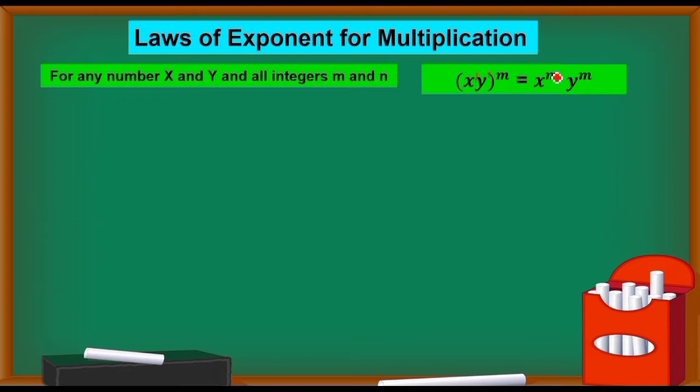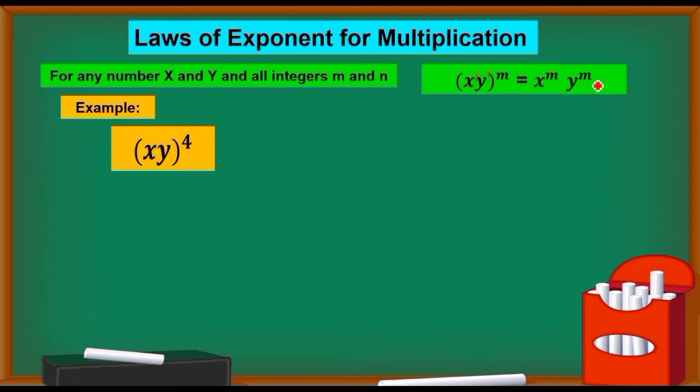Kaya naging x raised to m times y raised to m. So, for example, x, y, quantity raised to 4. So, tandaan, kapag wala tayong nakikitang exponent, ay meron po siyang 1 sa taas niya. Ngayon, gagawin lang po natin ay i-distribute o ipapamigay natin yung exponent na nasa labas sa exponent na nasa loob.